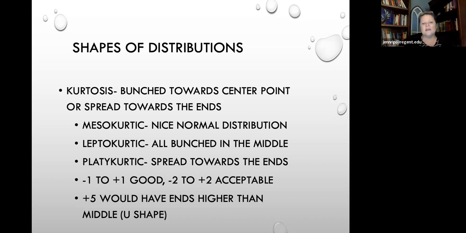Again, here we get numbers for kurtosis. -1 to 1 is good. -2 to 2 is acceptable. You start getting some weird shapes when you get like a 5. You would actually have the ends higher than the middle. You'd have a bell curve that's like upside down, like a U shape. So, excuse me, this data will really tell you some important things about what your data looks like and how normal it is.